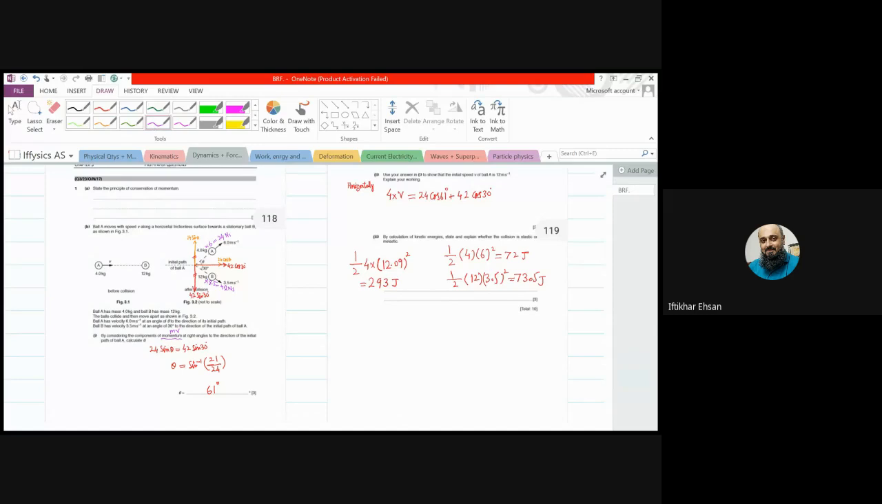Okay, now clearly we see when we add these two, the answer is clearly less than this. So the total initial kinetic energy is larger than the total final kinetic energy. So it is not elastic. Kinetic energy is not conserved, right? Clear, beta ji?